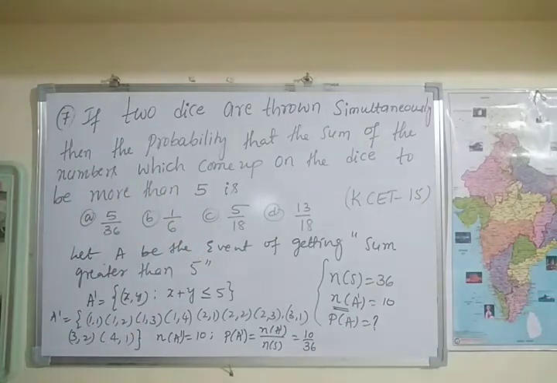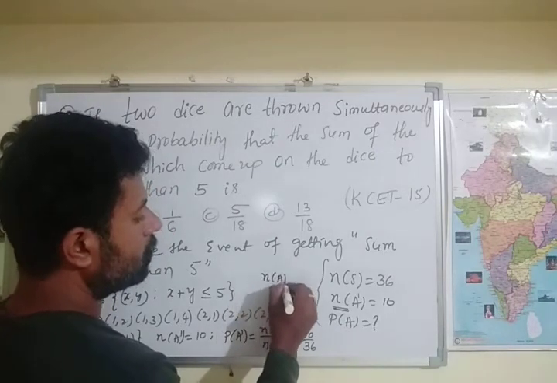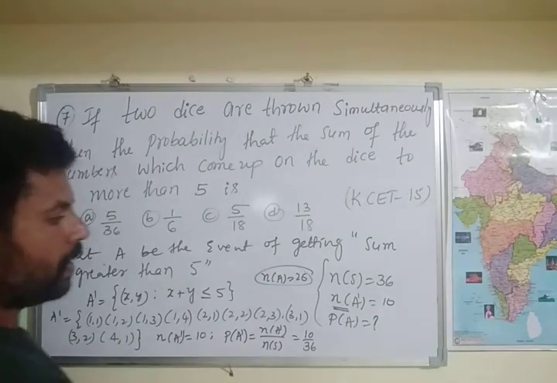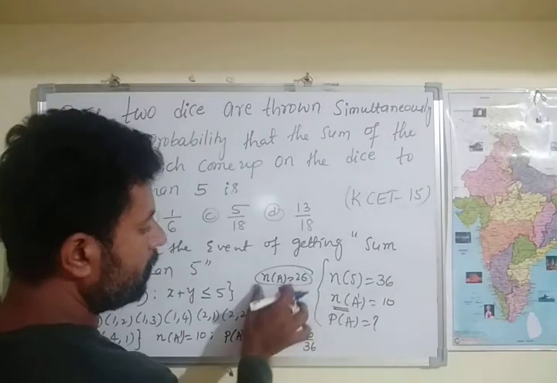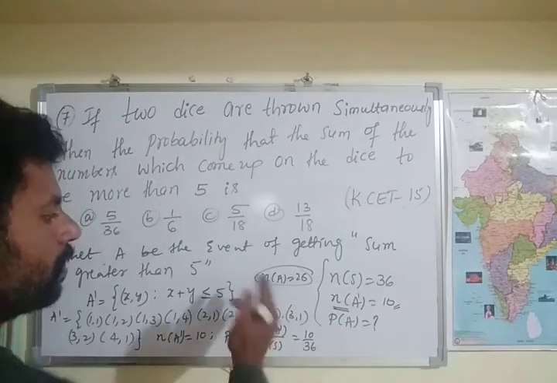n of A is 36 minus 10. Here we get 26. n of A is 26. n of A dash is 10. n of S is equal to n of A plus n of A dash. Here n of A dash is 10 and n of A is 26.